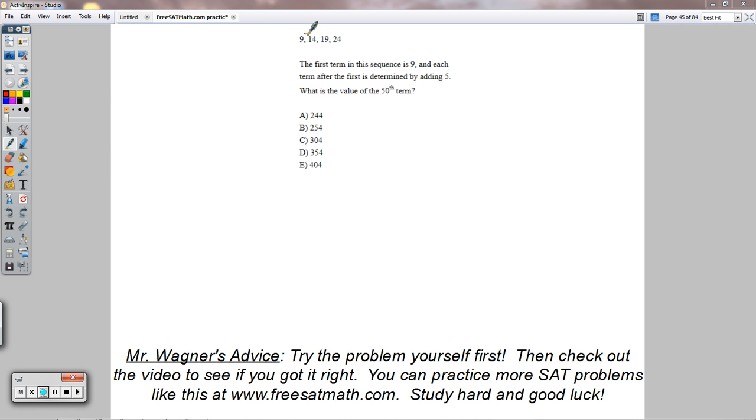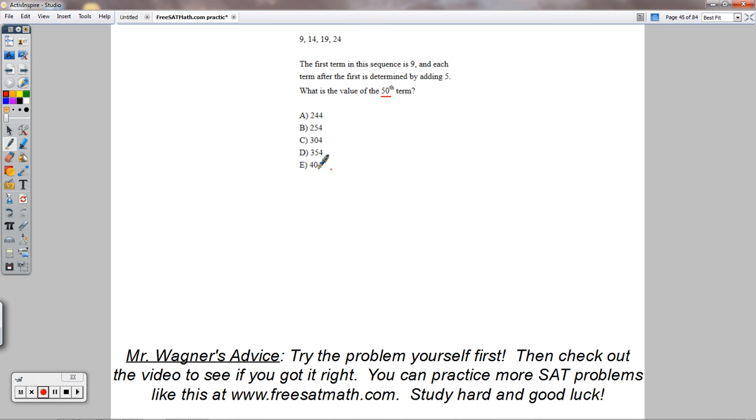We've got these terms: 9, 14, 19, and 24. It says the first term in this sequence is 9, and each term after the first is determined by adding 5. So it looks like adding 5 each time. They're saying that pattern would continue. We can at least infer that that is true as well. What is the value of the 50th term?